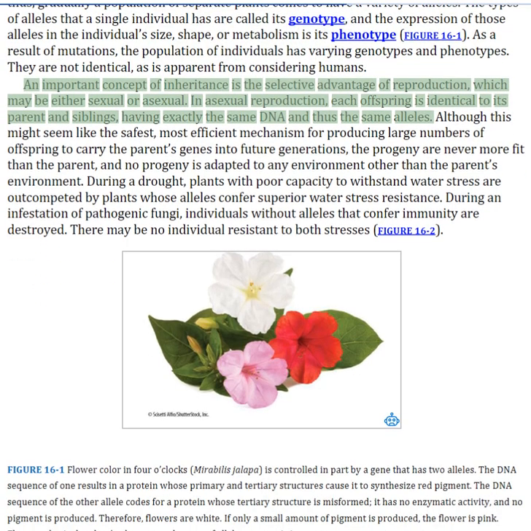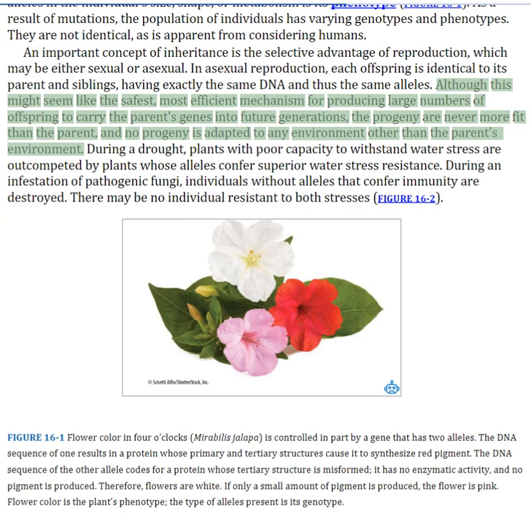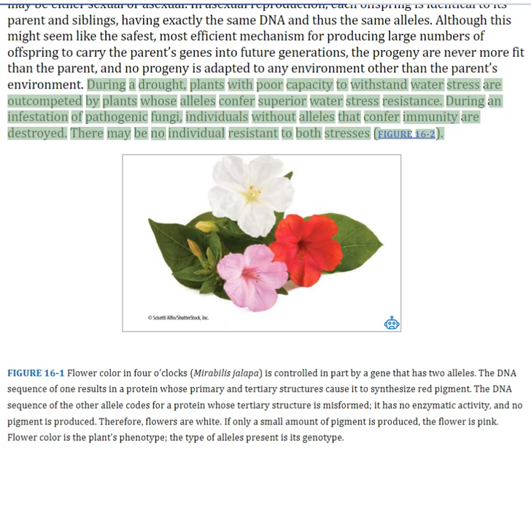An important concept of inheritance is the selective advantage of reproduction, which may be either sexual or asexual. In asexual reproduction, each offspring is identical to its parent and siblings, having exactly the same DNA and thus the same alleles. Although this might seem like the safest, most efficient mechanism for producing large numbers of offspring to carry the parent's genes into future generations, the progeny are never more fit than the parent, and no progeny is adapted to any environment other than the parent's environment. During a drought, plants with poor capacity to withstand water stress are outcompeted by plants whose alleles confer superior water stress resistance.